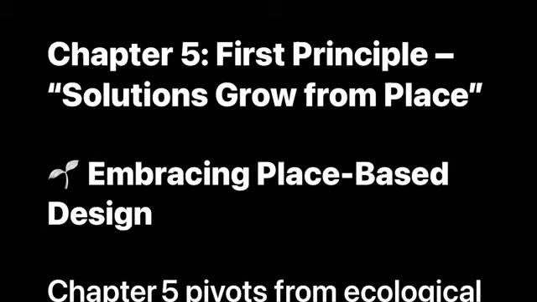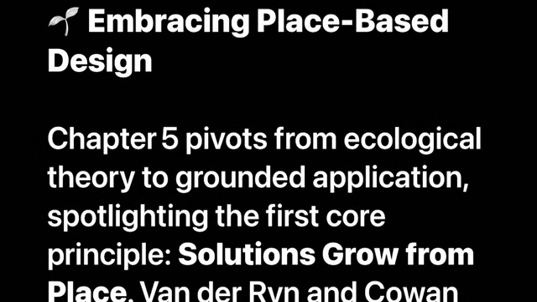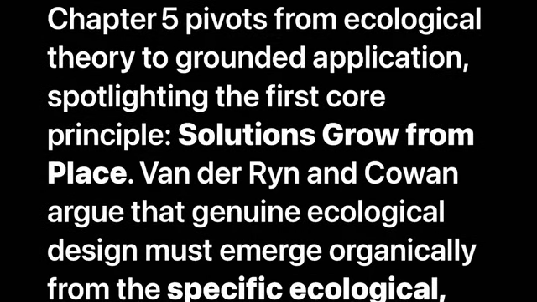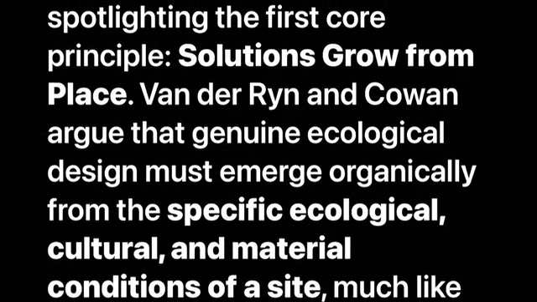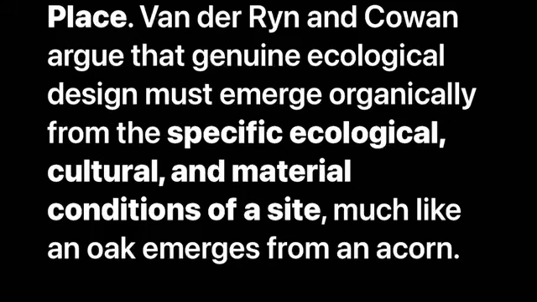Chapter 5, First Principle, Solutions Grow from Place. Embracing place-based design. Chapter 5 pivots from ecological theory to grounded application, spotlighting the first core principle: solutions grow from place. Van der Ryn and Cowan argue that genuine ecological design must emerge organically from the specific ecological, cultural, and material conditions of a site, much like an oak emerges from an acorn.